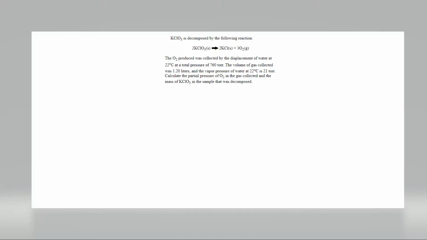It requires a few steps, so it's kind of an involved question, but I think it's a good one to see if you can work out. We essentially have potassium chlorate that is decomposing into its potassium chloride and its oxygen. And it gives us some information which we'll go over, but in general, we want to calculate the partial pressure of oxygen right here and the mass of the potassium chlorate in this sample that's decomposed.